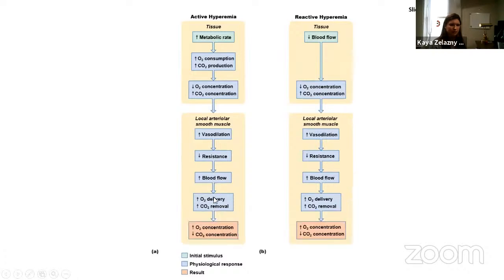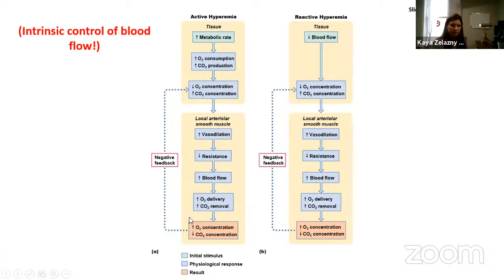Okay. So then we have our final state here. Once we've made this fix, we do have a negative feedback loop, right? Because as we increased O2 delivery, we increased the O2 concentration. As we increase the CO2 removal, we bring the CO2 concentration back down to normal.